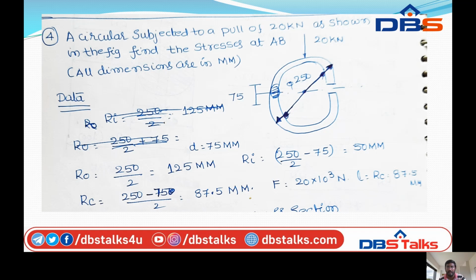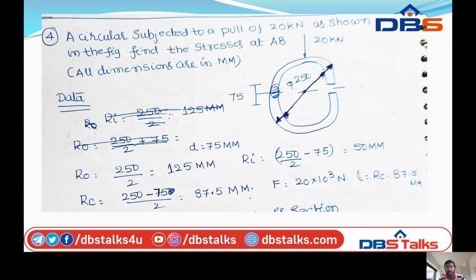So we can draw the circular ring. The outer diameter is 250 mm, given in the problem. The load 20 kN is given in the problem. In the circular ring, we have a circular cross section. The diameter of the circular cross section is 75. So the given data is noted down: small d equal to 75 mm. So R0 is equal to 250 by 2, equal to 125 mm.